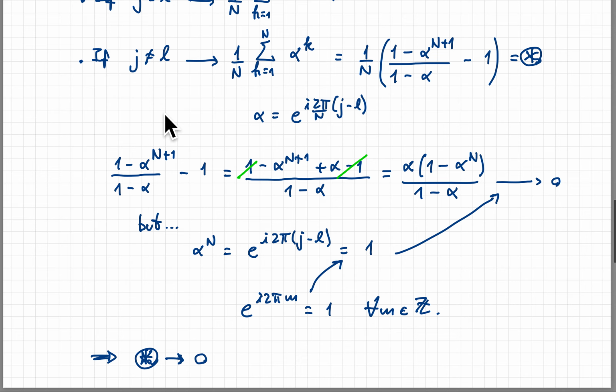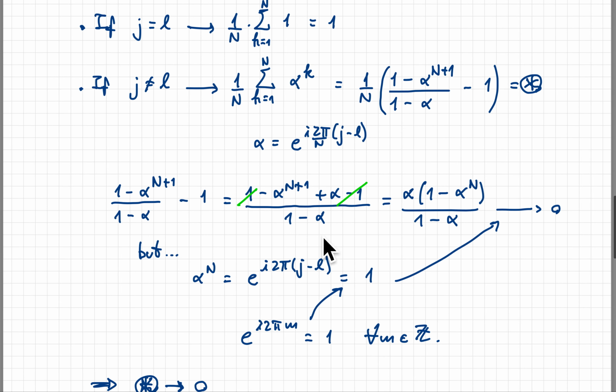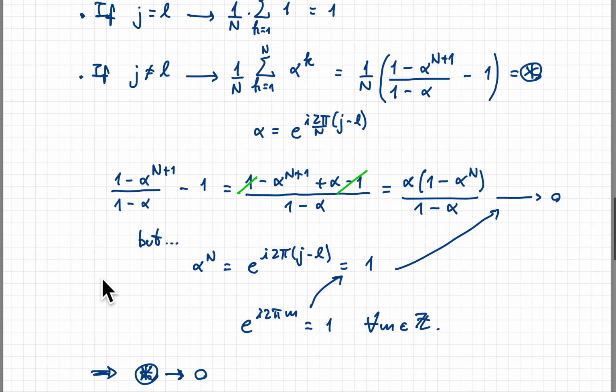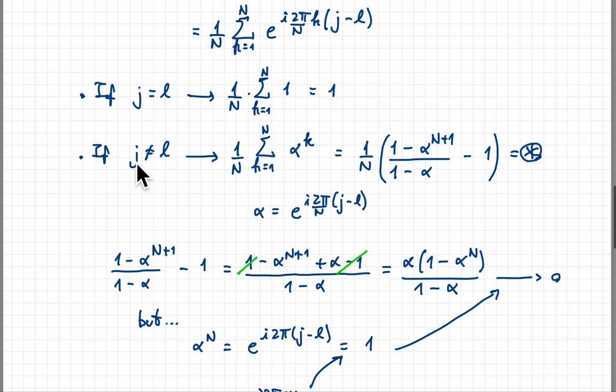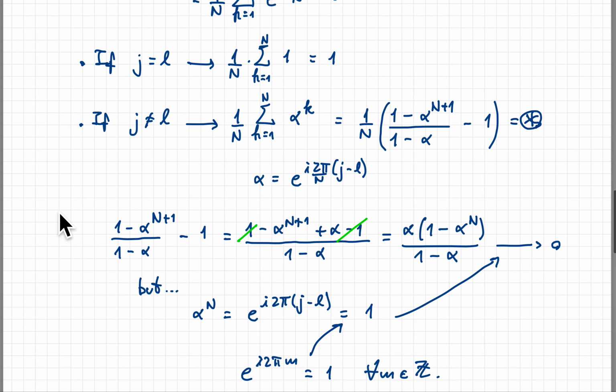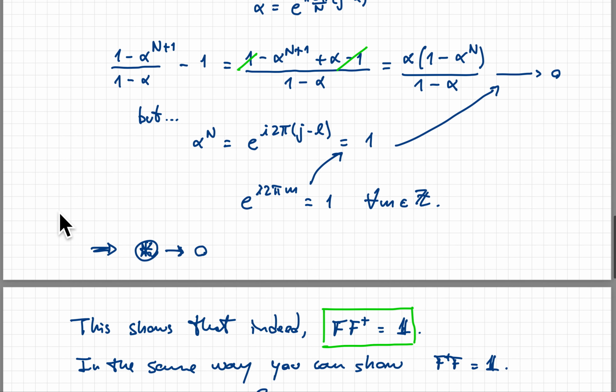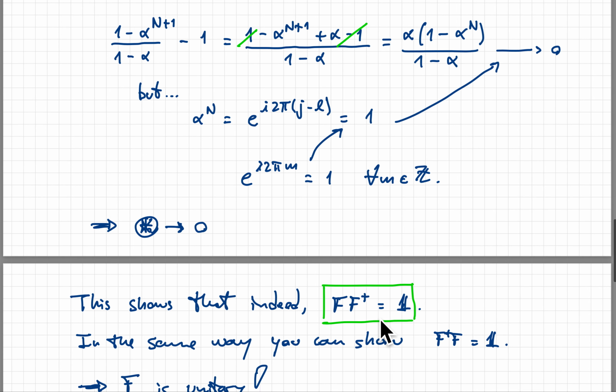So as long as j is different from l, we can play this game and do this calculation. There's no problem with it at all. And as long as j and l are integers, then we can guarantee that this alpha to the n is going to be 1, and this 1 is going to cancel here, and this asterisk is going to be 0. And so we obtain then the result that if j is equal to l, we get 1. If j is different from l, we get 0, and that's the delta. That's the Kronecker delta. And in other words, we managed to show that F dagger F is just 1.